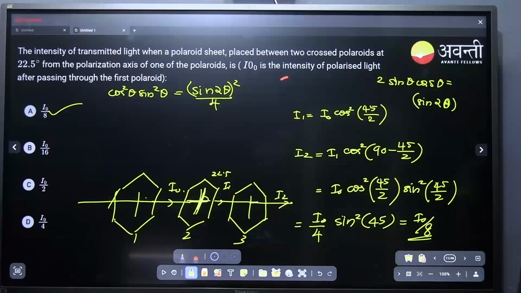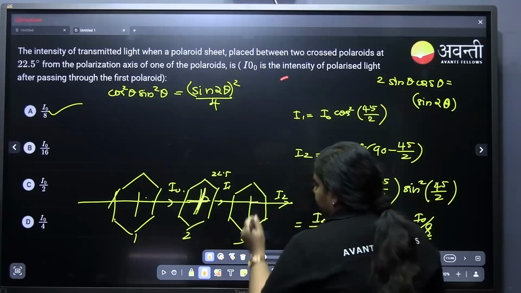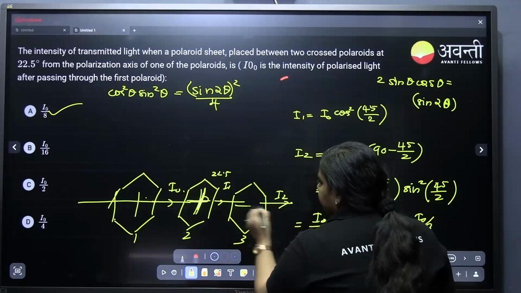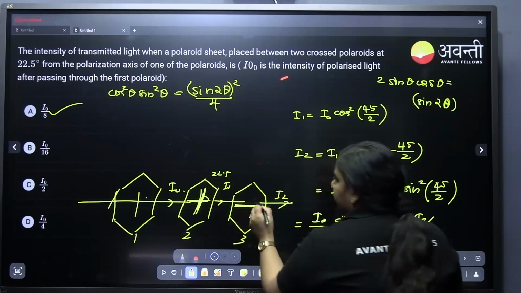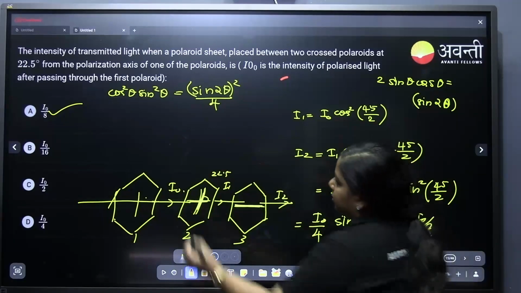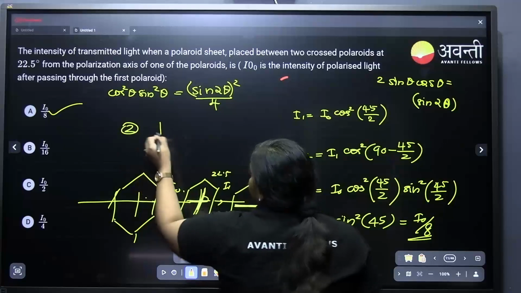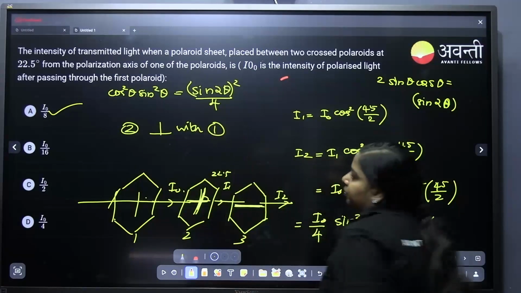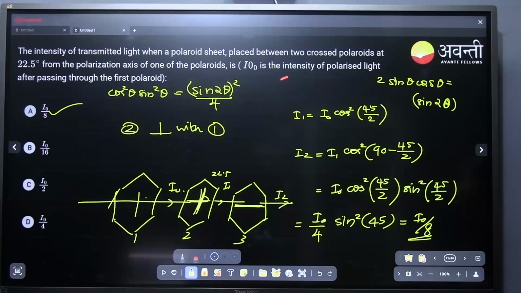Did you understand it? Okay, the second one is perpendicular to the first one. Second perpendicular with first. Is there any doubt?